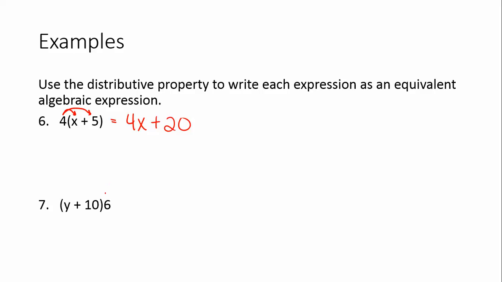So how about number 7? 6 times y, 6 times 10. 6y plus 60. Try these two on your own. 3 times m minus 3 times 4. That's 3m minus 12.